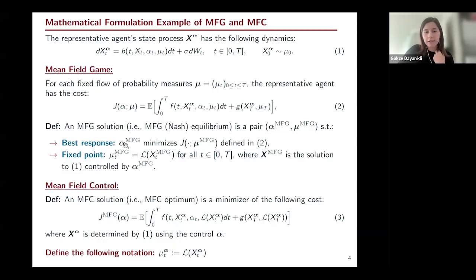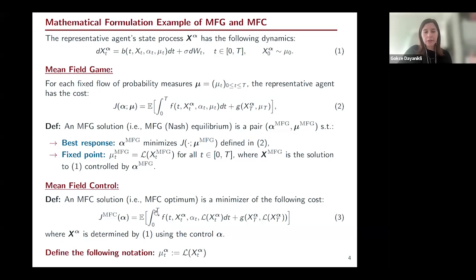One thing to realize here, specifically from the mathematical notation point of view, is that the best response is the one that minimizes the cost when we fix the population distribution. And then this population distribution is the law of the state, where the state is the one controlled by the best response action.